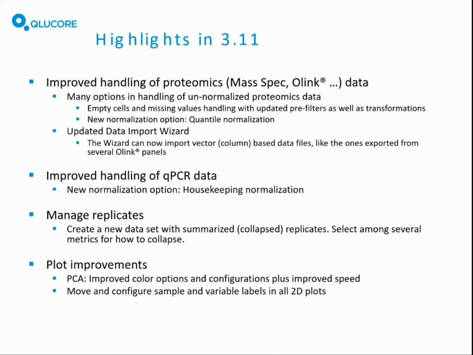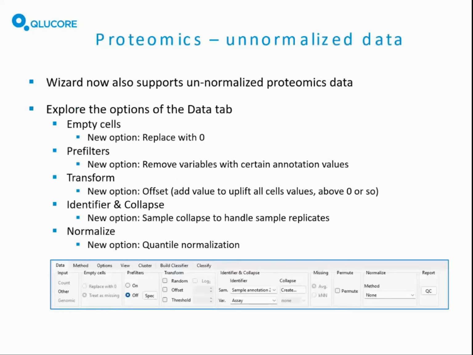There are some plot improvements that have been added in the new version also. In the PCA plot, there are improved color options and configurations, and speed has also been improved. When we're looking at the two-dimensional plots, the labels and how they are looking has been updated so that you can move them around, change colors, lines, etc.